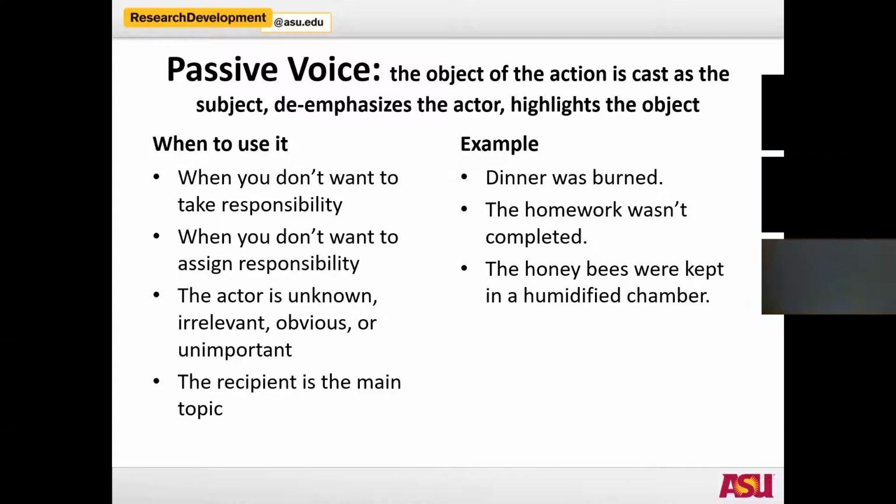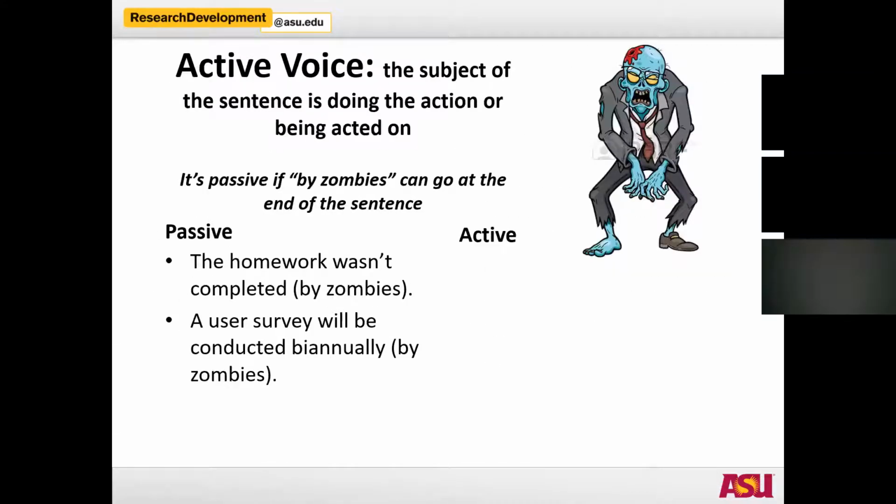The actor is unknown, irrelevant, obvious, or unimportant. So the honeybees were kept in a humidified chamber. If you're writing a science paper, it doesn't matter that Joe Smith, our technician, kept the honeybees in the chamber. Even though that's active voice, you still don't need it. It's not information that's important in that context. Or the recipient is the main focus, so carbohydrates are produced by green plants, because you're looking at the carbohydrates being the most important part.